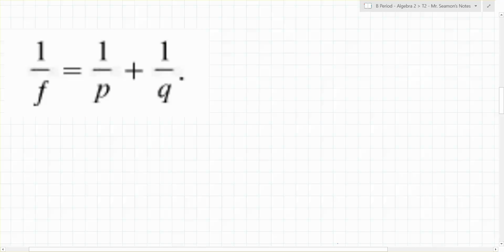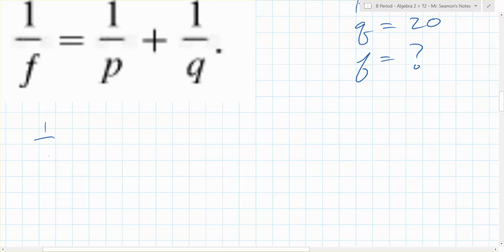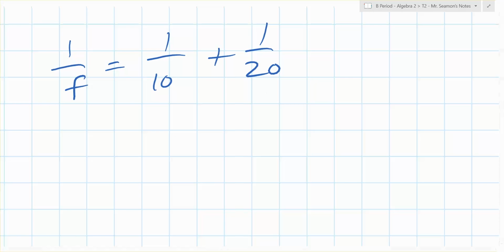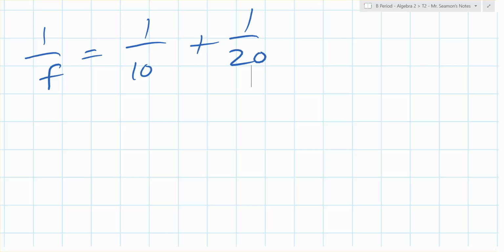So here we go. How many variables do you see? 3. So let's say I just told you p was equal to 10 and q was equal to 20. How do you go about solving for f? What do you do first? If I plug them in, yeah. So you have 1 over f is equal to 1 over 10 plus 1 over 20. In order to add fractions, what do you need to do? You need to multiply 1 over 10 by 2 over 2 to get a common denominator.